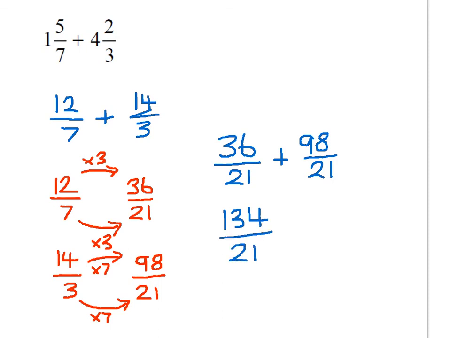Of course, it's an improper fraction, so I need to sort that out. So how many 21s go into 134? Well, if you're not sure, just use your calculator. That's 6. And 6 times 21 is 126, so there's still 8 left over. So it's going to be 6 and 8 over 21. Notice here, I can't simplify 8 over 21, so that's going to have to be my final answer.